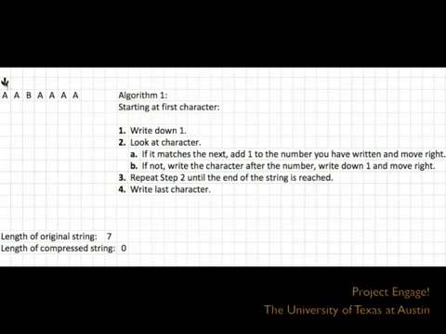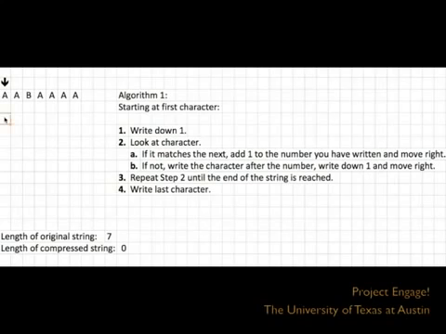Starting at the first character, which is where this arrow is pointing, we're going to write down a 1, look at the next character, and see if they match. If they match, we're going to add 1 to the number and move right. If not, we're going to write the character that we have pointed at here, and then write down a 1 and move right. And we're going to keep doing that until we get to the end of the string here. So let's just see it in action here.